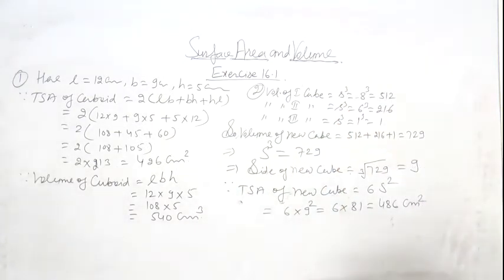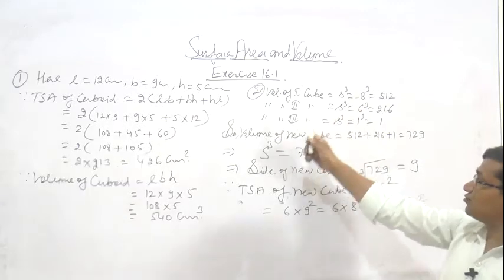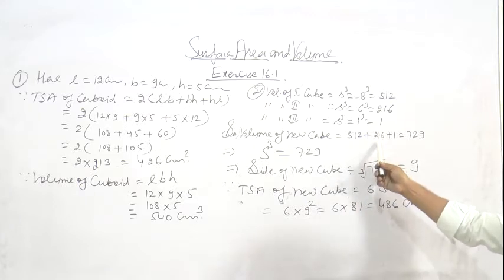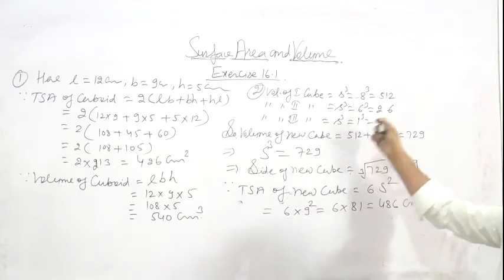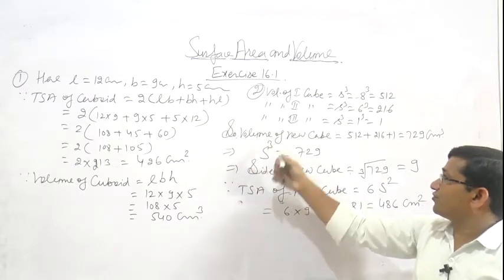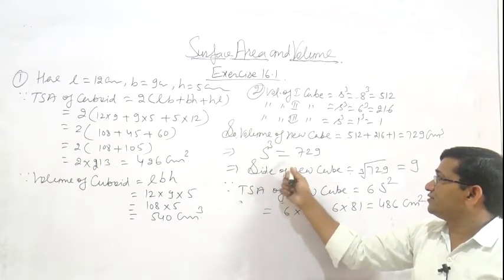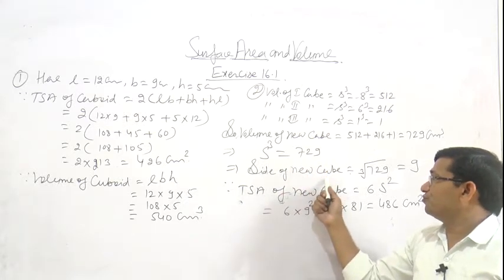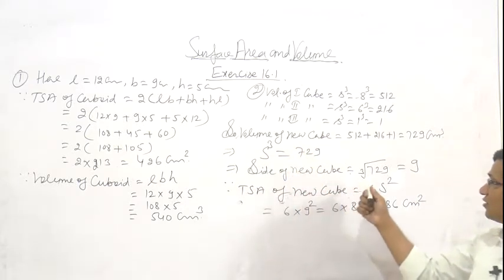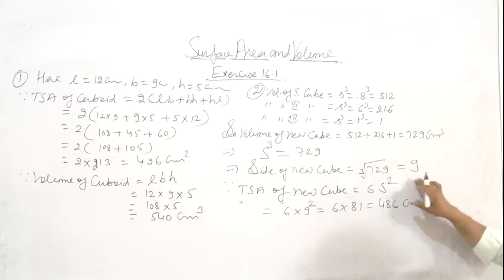जो 3 स्मॉल क्यूब्स हैं इनको मेल्ट करवा के अपन एक न्यू क्यूब बना रहे हैं. ओके, सो वॉल्यूम ऑफ न्यू क्यूब इज इक्वल टू वॉल्यूम ऑफ फर्स्ट प्लस वॉल्यूम ऑफ सेकेंड प्लस वॉल्यूम ऑफ थर्ड क्यूब, दैट इज 729 सेंटीमीटर क्यूब. वॉल्यूम ऑफ क्यूब इज साइड क्यूब इज इक्वल टू 729. सो साइड ऑफ न्यू क्यूब, ये जो न्यू क्यूब जिसका वॉल्यूम 729 है, इसकी जो साइड होगी वो क्या होगी? क्यूब रूट ऑफ 729, दैट इज 9 सेंटीमीटर.